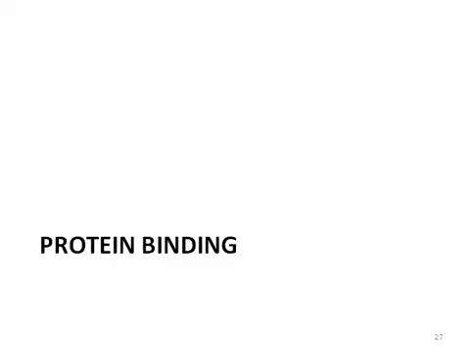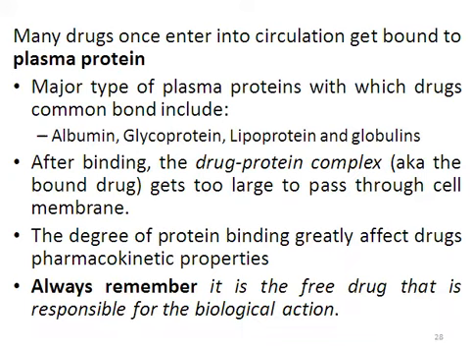Among the chemical properties which affect the biological action, let's consider protein binding. Many drugs, once they enter the circulatory system, get bound to plasma proteins. Majorly there are four types of plasma proteins present in the blood: albumin, glycoproteins, lipoproteins, and globulins, right? Once the drug enters the bloodstream, it gets bound to these proteins and forms a drug protein complex, and we say that the drug is now in the bound state, right?